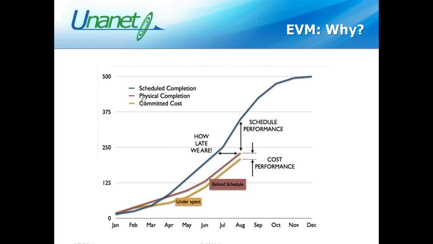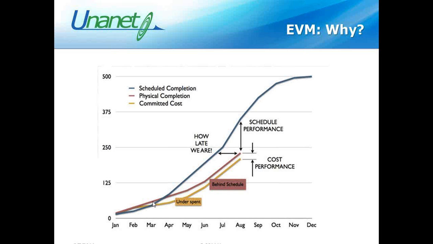We'll see we have 3 lines. The blue line depicts scheduled completion. The burgundy line depicts physical completion. And the yellow line depicts committed cost. In this sample, the blue line is talking about scheduled performance. Here's how I've scheduled how my project will perform over a given period of time. From January to December, here's what my baseline looks like.